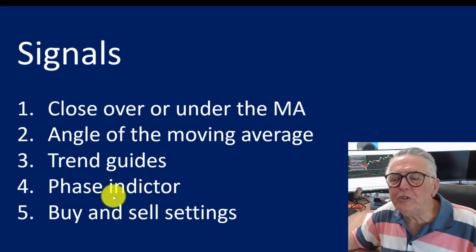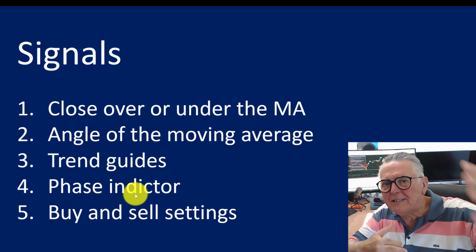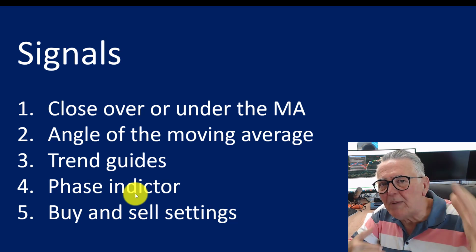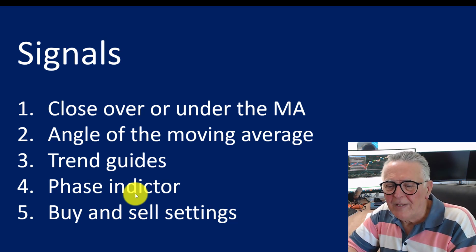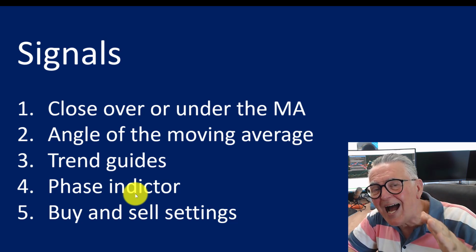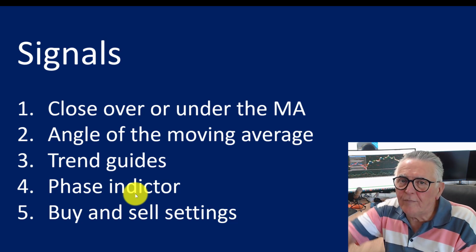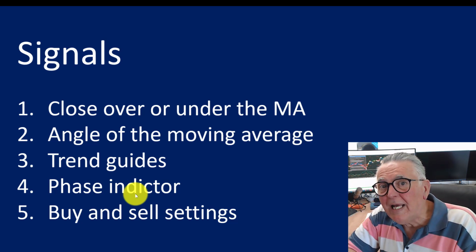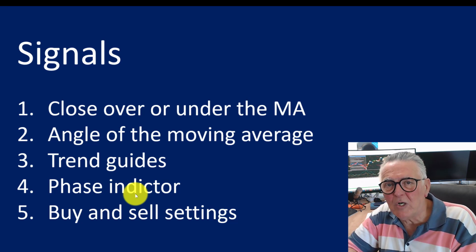Then certain traders use it as a phase indicator, which I've already shown you. Basically, if the price is above the moving average, it is in a buy phase. If it's below the moving average, it's in a sell phase. And then others use buy and sell settings for the moving averages. In other words, they use the high setting for sell trades and the low setting for buy trades, which gives them a big advantage in terms of entries and exits out of the market.